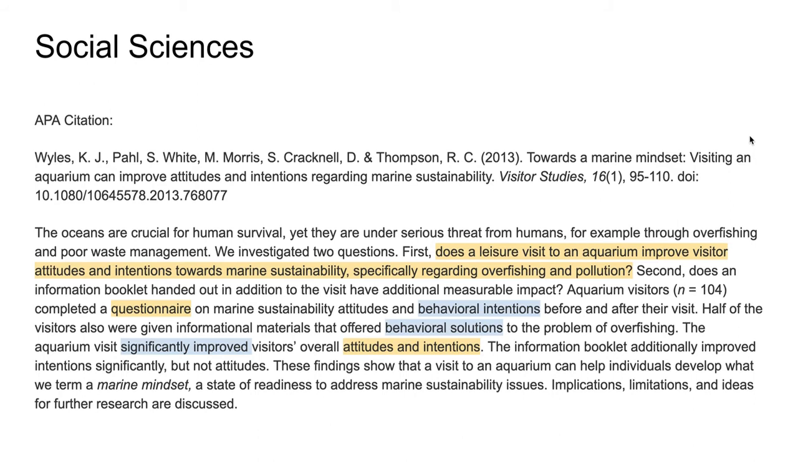Next, let's look at an example from the social sciences. This article, "Towards a Marine Mindset, Visiting an Aquarium Can Improve Attitudes and Intentions Regarding Marine Sustainability," examines whether or not a visit to an aquarium improves people's attitudes toward marine sustainability. They're applying the scientific method to understand more about human behavior. So this would be within the field of museum studies or even psychology, conservation psychology even. So it's strongly within the social sciences.